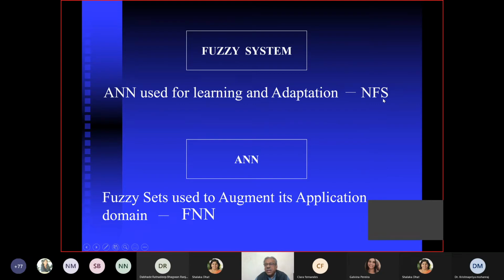So in the literature, when you see neural fuzzy systems, that means you have a fuzzy system available in the market, and you use an artificial neural network to tune its parameters. And when you see fuzzy neural networks, that means you have ANN in the market and use fuzzy sets in the input and output to augment its application domain. Just like I explained before, I will again explain some other models under this category.